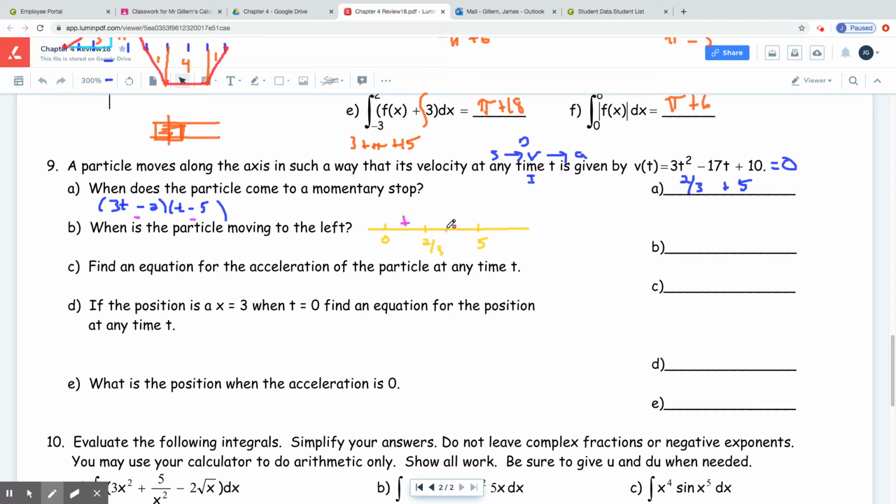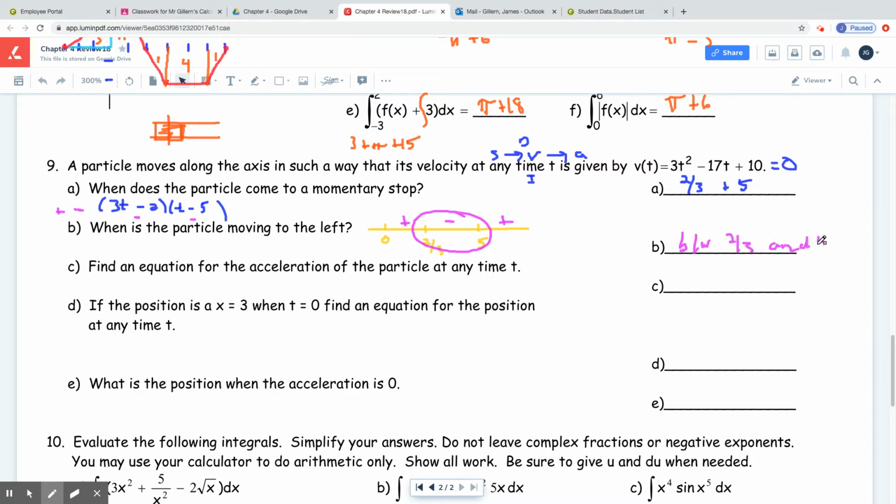If I plug in 1, 3 times 1 is 3 minus 2. That gives me a positive. 1 minus 5 is a negative. Positive times a negative is a negative. If I plug in like 10, positive here, positive here, positive times positive is positive. So when is it moving to the left? Wherever it's negative. So it is moving to the left between 2/3 and 5.